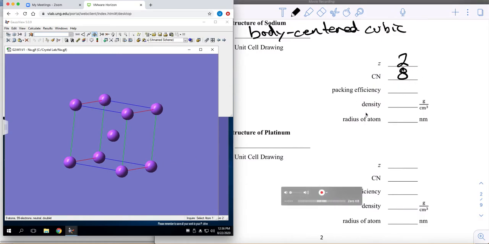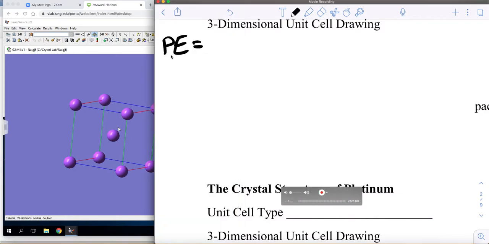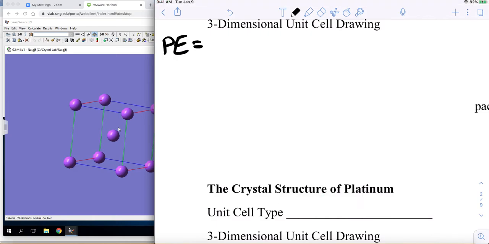Now, I said I did want to do the calculations for packing efficiency and the density and the radius. So for packing efficiency, in terms of showing how this is going to work, I'm going to try and zoom in and hopefully not take up too much space as I go through this. Packing efficiency, how we calculate this. Remember, this is going to be calculated by taking the space of your atoms divided by the total volume of your entire cube. So how do we find those things?